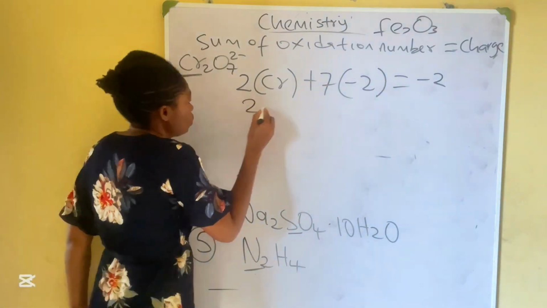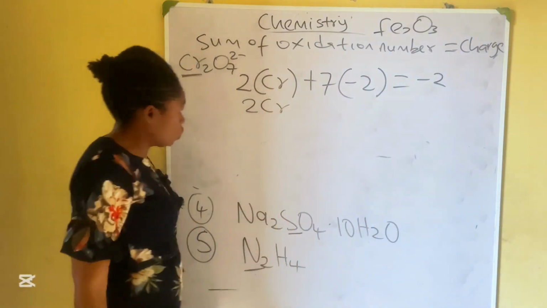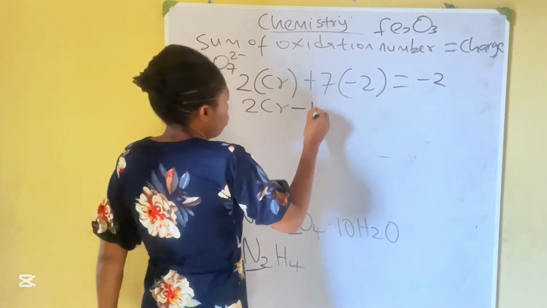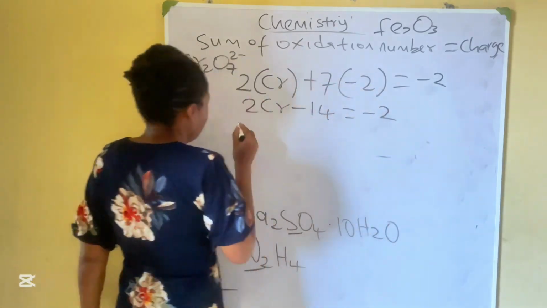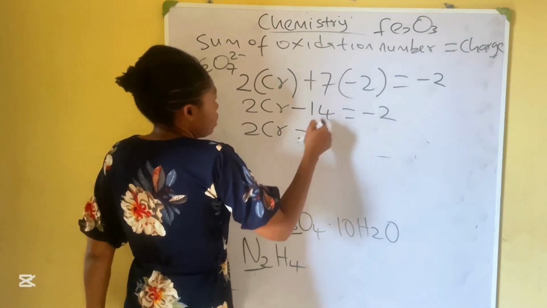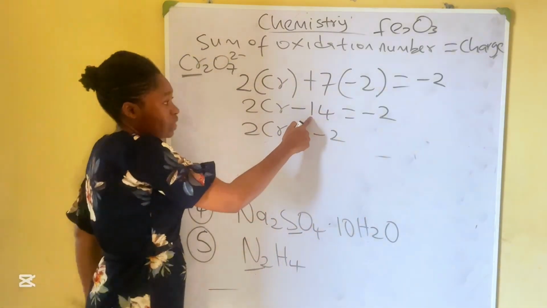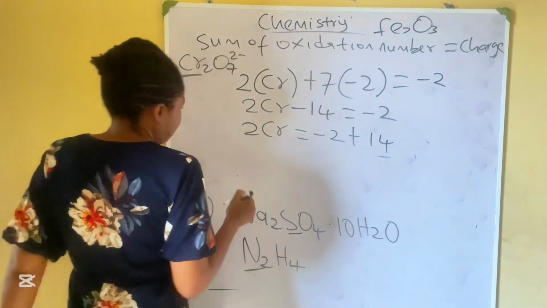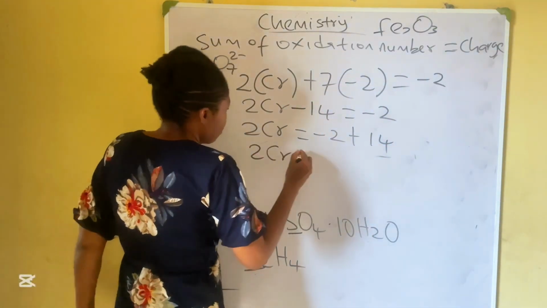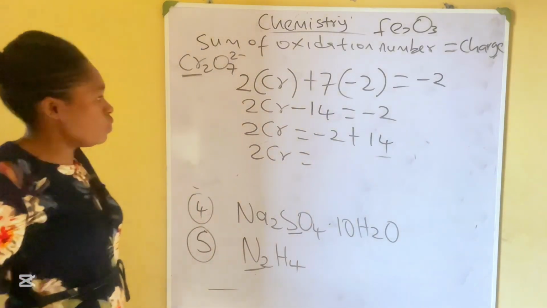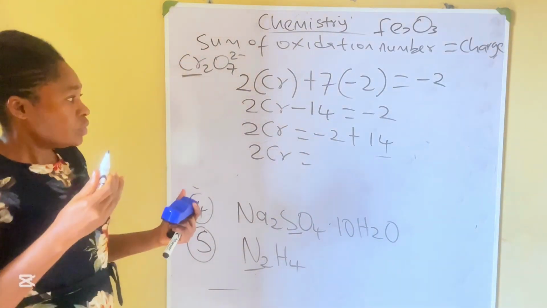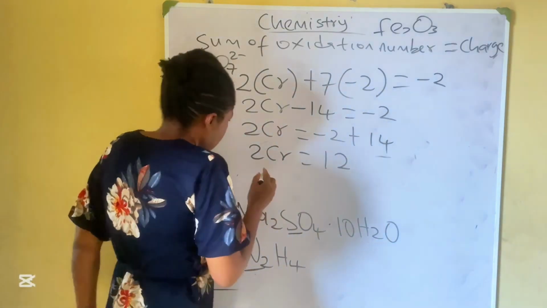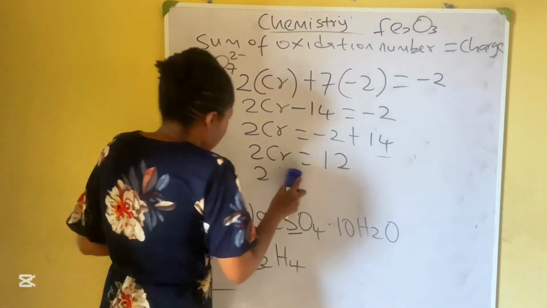So 2 times Cr, 2Cr, 7 times -2 is -14. -14 plus. That's what? -14 is equals to -2. 2Cr plus -14 equals -2. So this -14, crossing to the other side, becomes what? +14. 2Cr is equals to -2 plus 14, which will give me what? +12. If you want to put +12, it's okay. But if you can still remember your sign, very important, so always remember your sign.